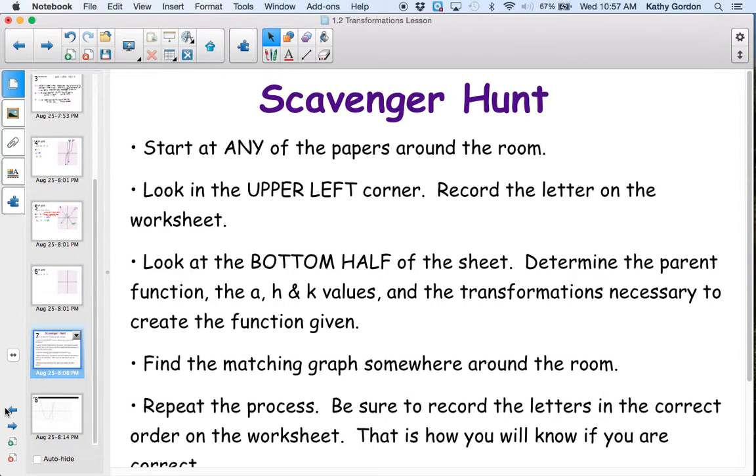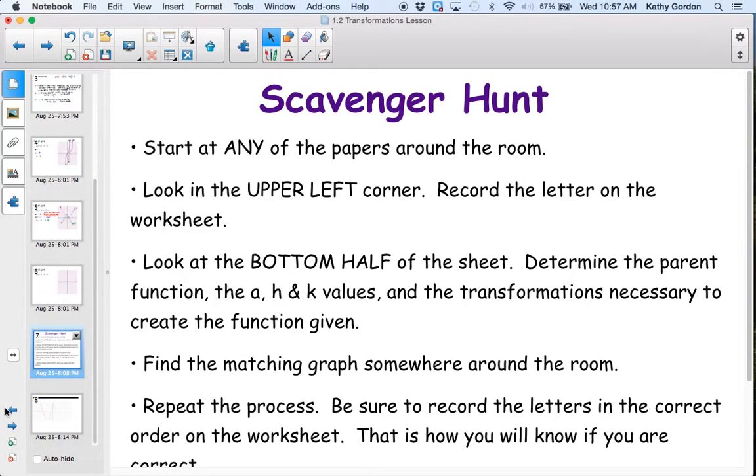Okay? And then what I want you to do is start with what's written on the bottom half. The function that's given to you on the bottom half, I want you to identify what the parent function of that would be. Then identify your A, H, and K values. And then just write really quick, what would be the transformations of the parent? Would you be reflecting? Would you be doing a vertical shrink? Would you be moving left or right? Would you be moving up or down? That's what I want you to write over here.